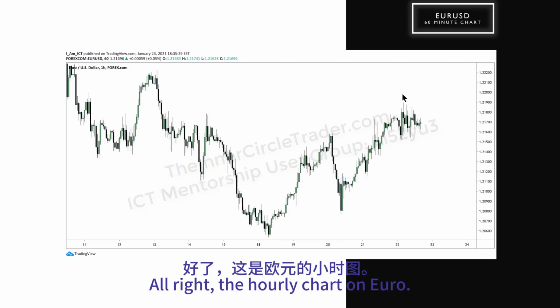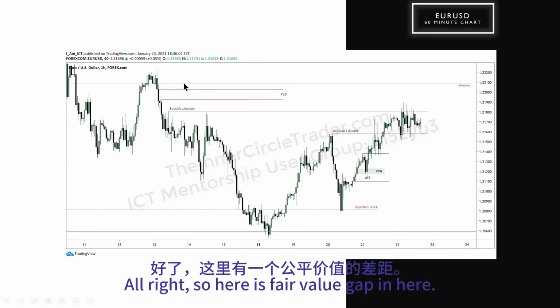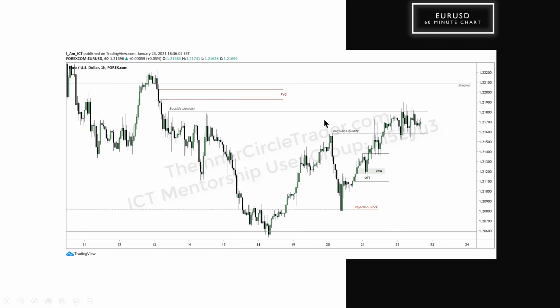All right, the hourly chart on euro. If you're not ready, pause the video. All right, so here is a fair value gap in here. That's on the upside still.